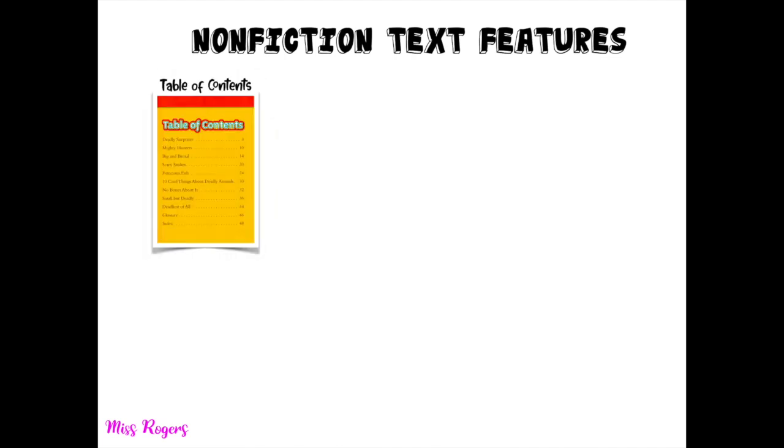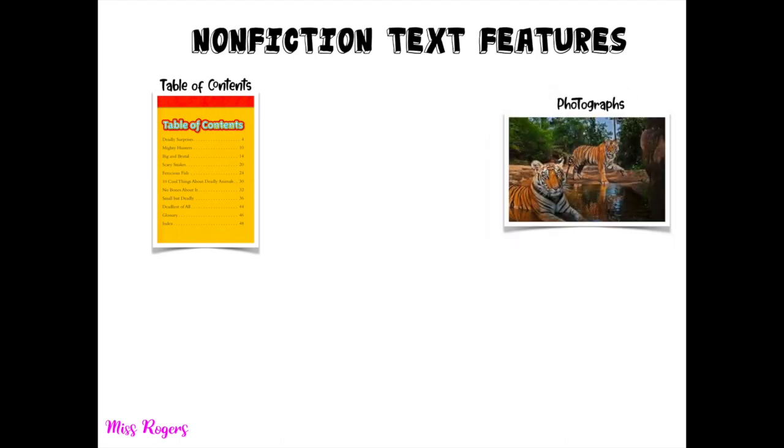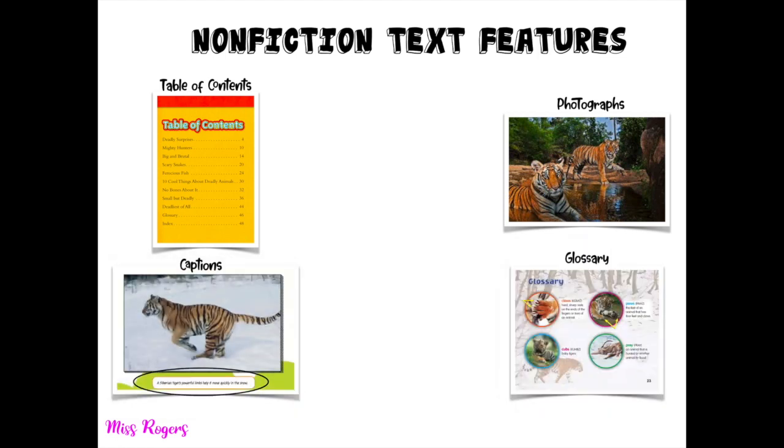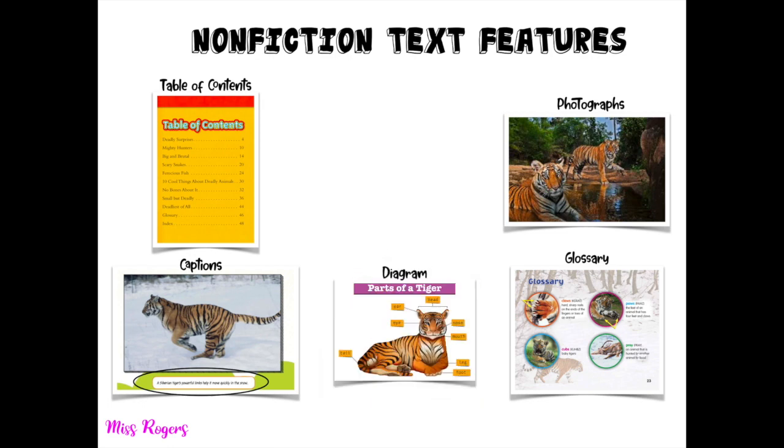Some examples of nonfiction text features are table of contents, which tells us where we can locate information, photographs, which are pictures so that we can know what something really looks like, captions, which further explain photographs, the glossary, which gives us definitions of keywords, and diagrams, which labels pictures.